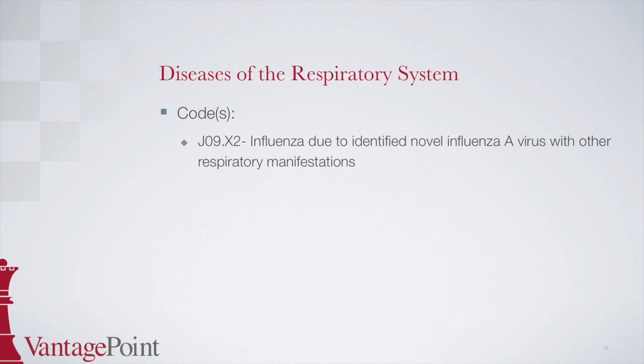J09.X2, influenza due to identified novel influenza A virus with other respiratory manifestations. To locate this code, start at influenza in the alphabetic index, then locate avian, which has a note next to it which states, see also influenza due to identified novel influenza A virus. After we follow these directions and find identified novel influenza A virus, the term with is indented below, followed by the phrase upper respiratory symptoms, which points to J09.X2, which you would then confirm in the tabular. Remember, we don't code the symptoms since we have a confirmed diagnosis.